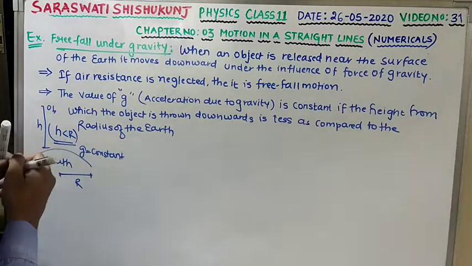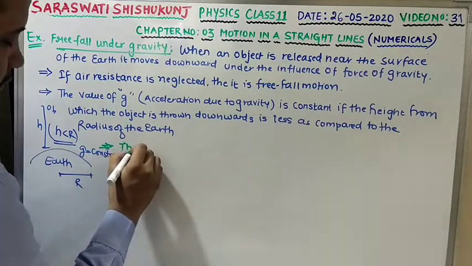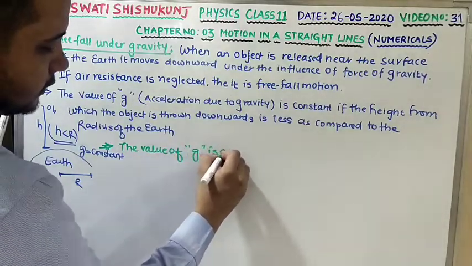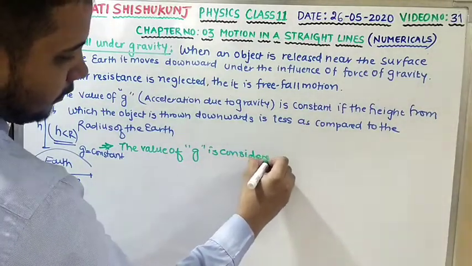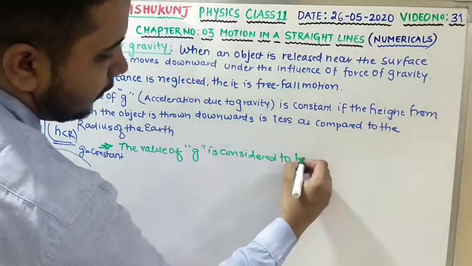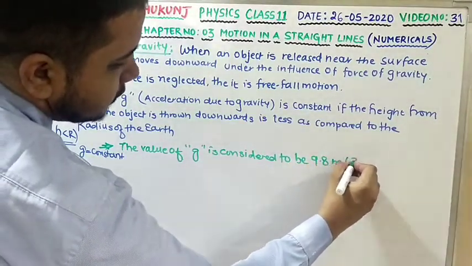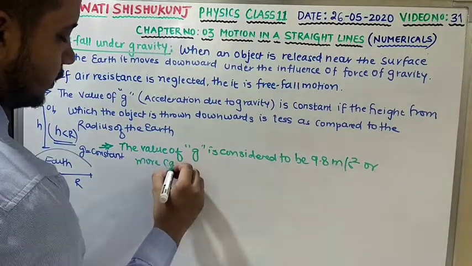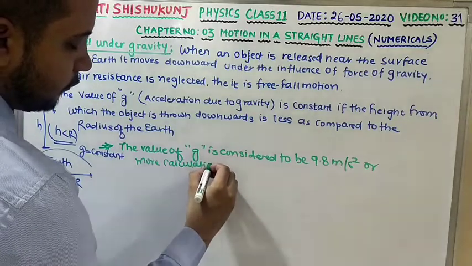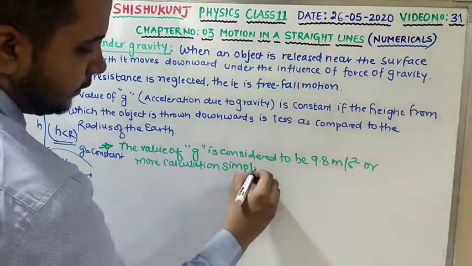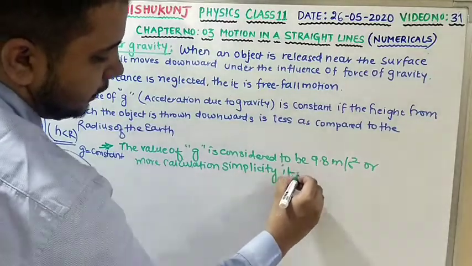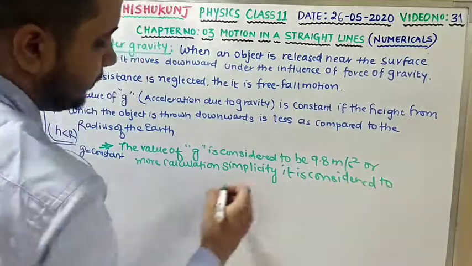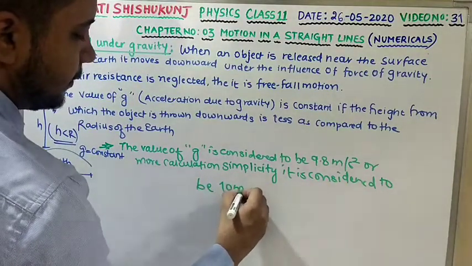Moving ahead, the value of g is considered to be 9.8 meter per second square, or for more simplicity in numericals, for more calculation simplicity, it is considered to be 10 meter per second square.